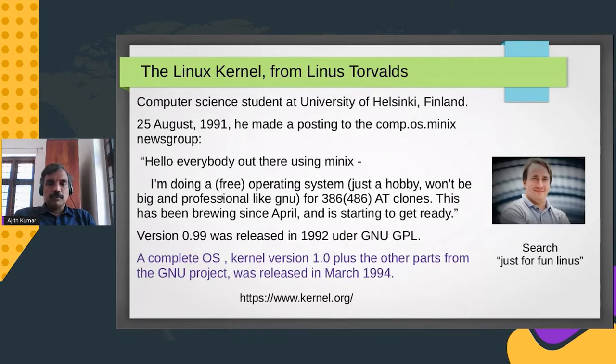He announced he was doing a free operating system, just as a hobby, that wouldn't be big and professional like GNU or something. It's a very modest announcement. And he could release version 0.99 in 1992 itself. And in March 1994, kernel version 1 came, and with the existing GNU system we had a complete OS, which he preferred to call GNU/Linux.